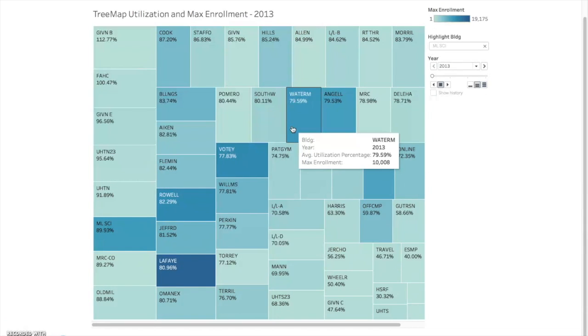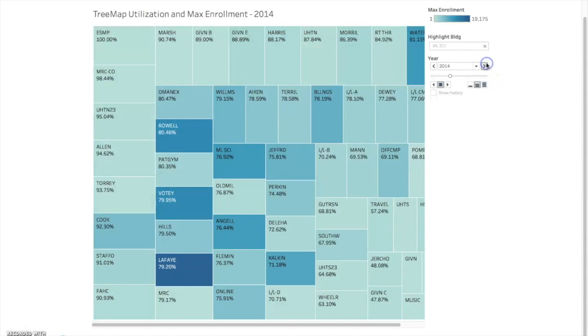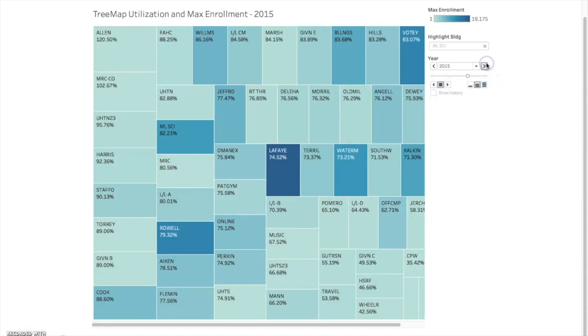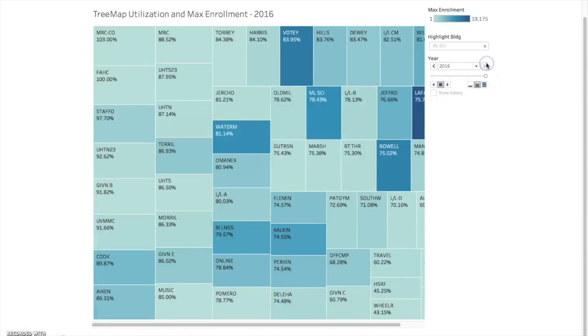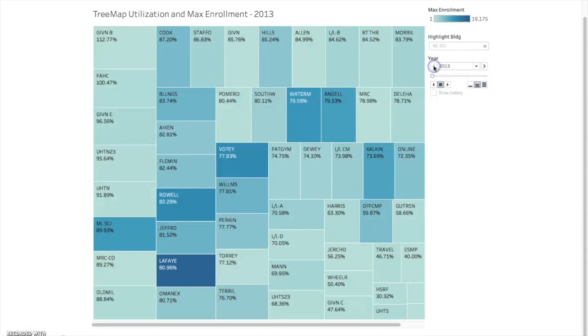This tree map visual shows the building and average utilization percentages, where the color shows the sum of max enrollment while the size shows the average of utilization percentages. It is filtered on building, which keeps a focus on the most utilized buildings. Over the years, it's possible to see which buildings have been more consistently under or overutilized, while also seeing which buildings have the highest student traffic.